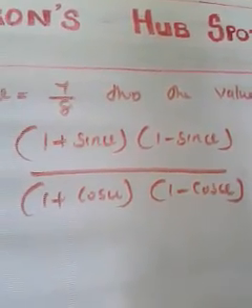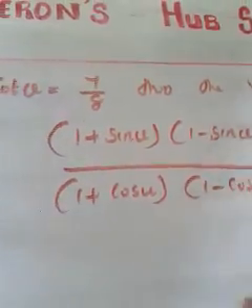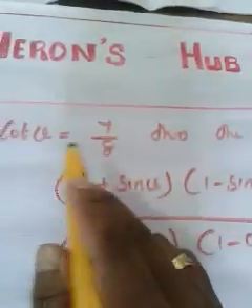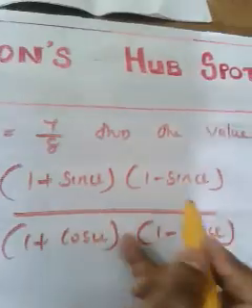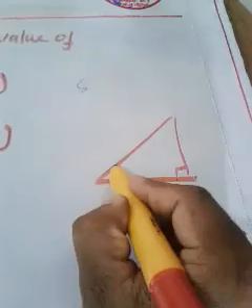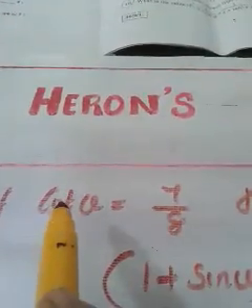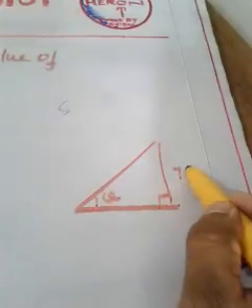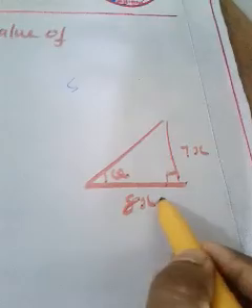Some students will start solving like this. How? Cot theta is given, so they may think we need sin theta and cos theta, then only we can substitute here. So they may use the previous method, the one we discussed when we started, using a triangle. Just draw a triangle, and here you can write theta. Since cot theta is given as 7 by 8, and cot theta is nothing but adjacent by opposite, here you can mark 7x and 8x.